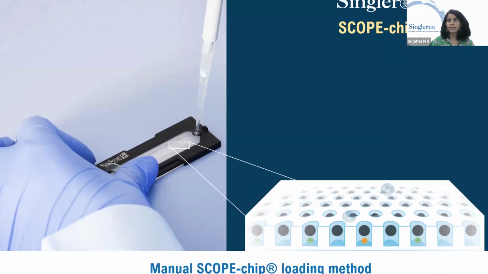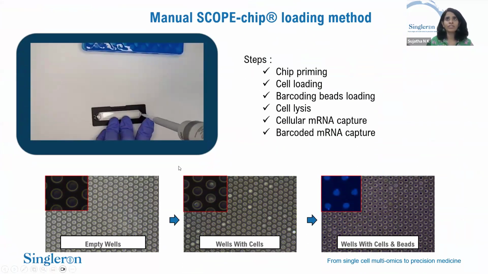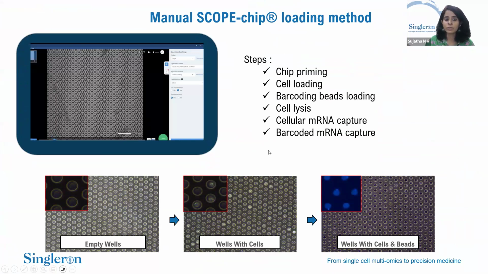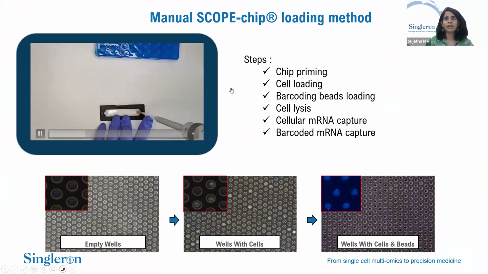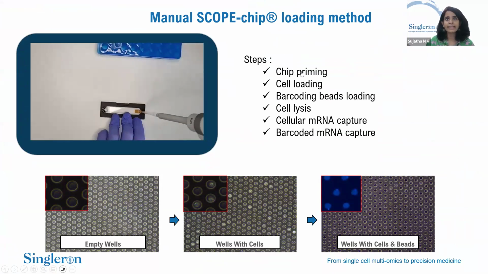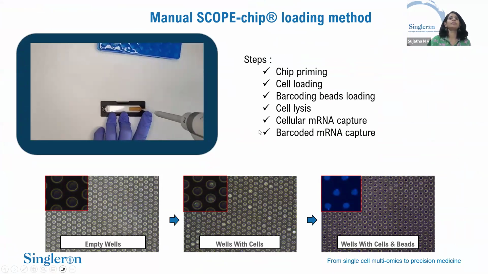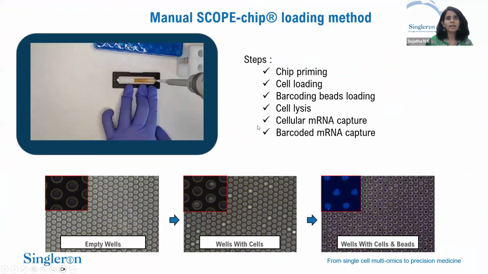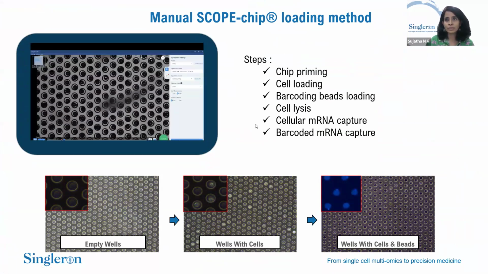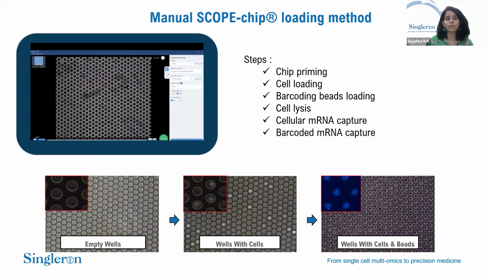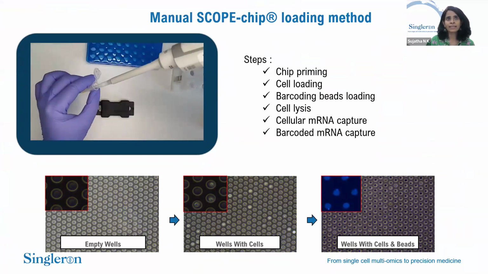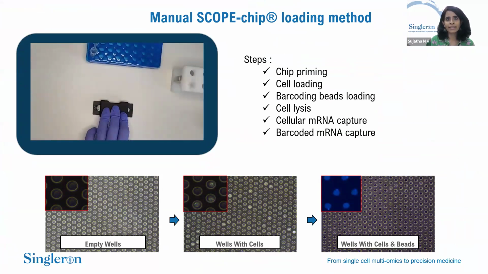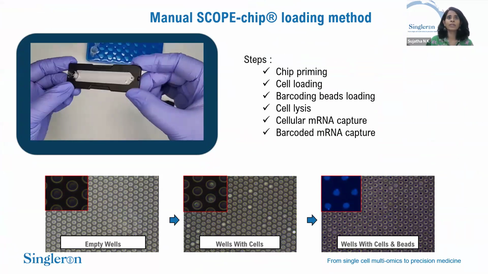So how do you do that? We have one way, which is the manual method of doing this. What you can do is pretty much load your cells and then the beads. What you see in the video here is that when the beads are loaded, it's very easy to do. As you can see, there's a P200 pipette which you can use to just load the beads and cells. And then once you're done and all the lysis and capture happens, you use a magnet on top of this chip to pull out everything.